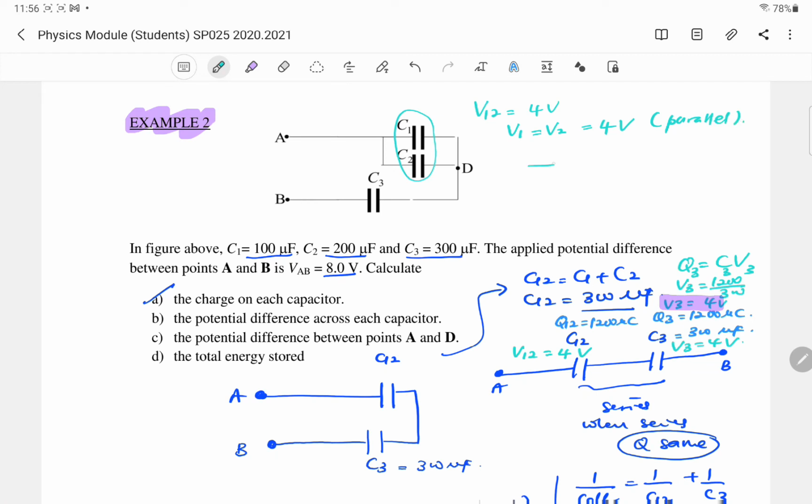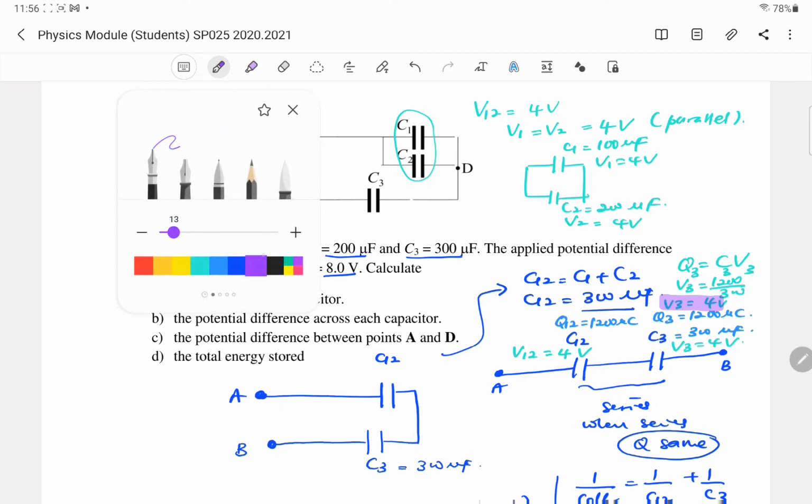Okay, so we have here C1, C2. C1 is 200 microcoulomb. V1 is forward. C2 is 200 microfarad. V2 is forward. Okay, so from here we can get the Q.